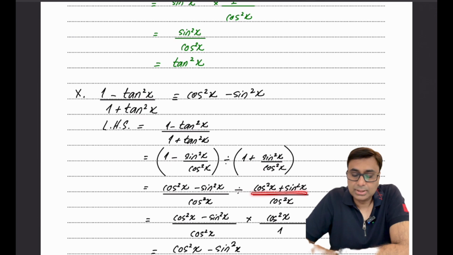Cos square x plus sine square x, using the identity, would be equal to 1. And then I have flipped it over. Why have I flipped it over? Because there's a division sign. So this 1 on top comes at the bottom, and this cos square x at the bottom goes on top. And then we realize that this and this are cancelling out, and this becomes cos square x minus sine square x.